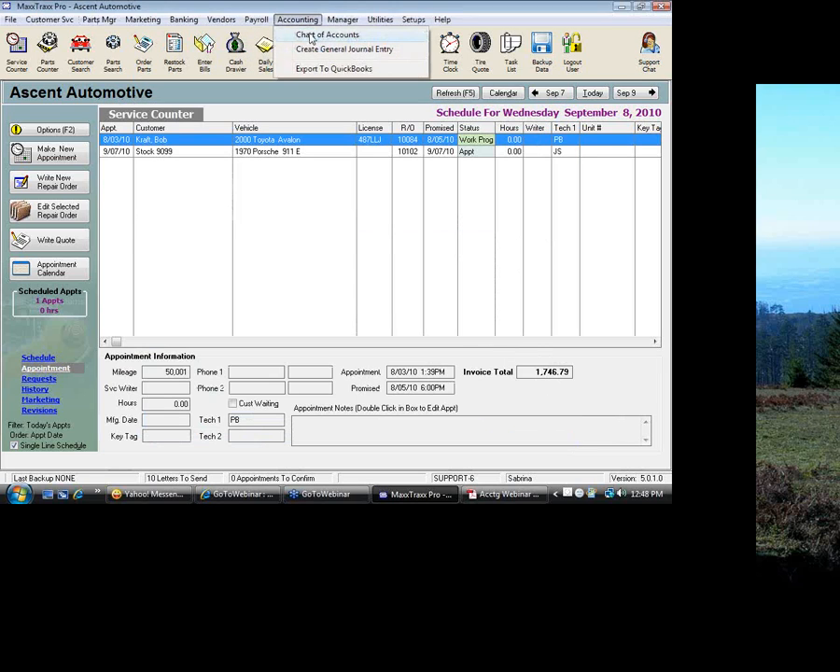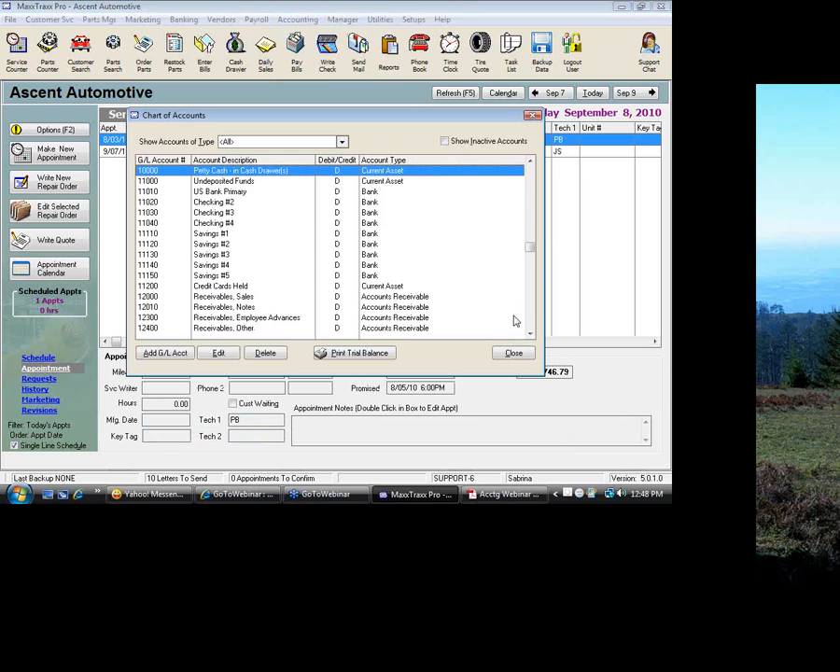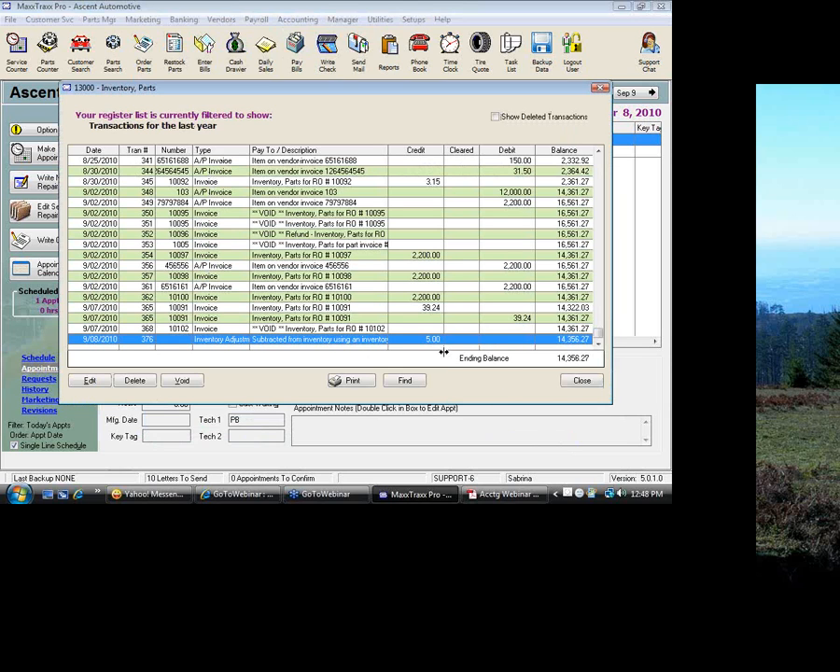Let's look at that real quick. So if we go back into accounting, chart of accounts, and look at 13,000, you can see I actually reduced my inventory valuation. Instead of having 14,361 of parts on hand, I've now gone to 14,356, $5 less, because my parts inventory valuation has gone down because I no longer have that part.